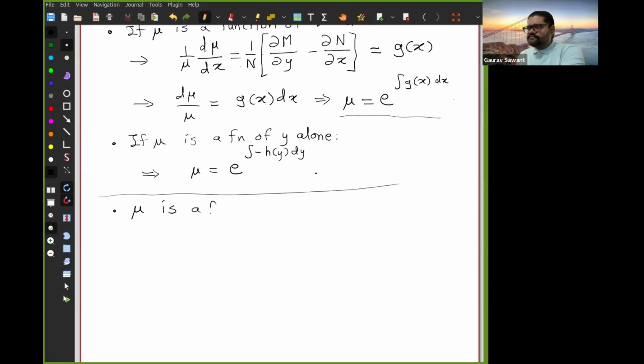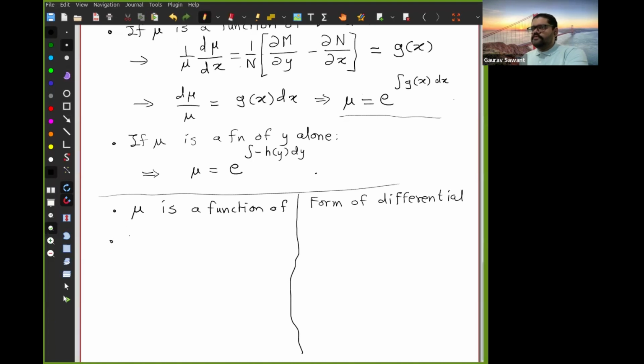Here is the function of, and then form of differential. Okay, so if it is a function of, let's say, x over y, then one looks at the differential as y dx minus x dy over y square.